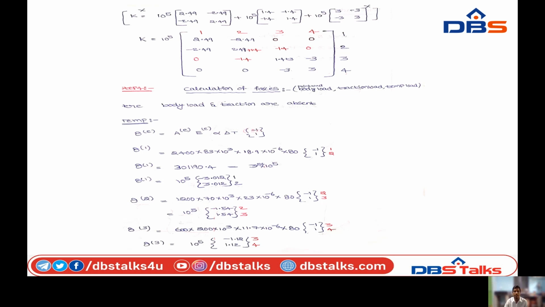This is the procedure for assembling the global stiffness matrix, that is K equals K1 plus K2 plus K3. Here K equals, I'm taking 10 to the power of 5 as common. Next, I'm showing you which procedure I'm using to assemble the global stiffness matrix.